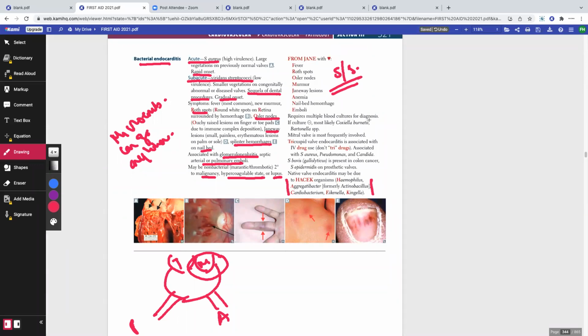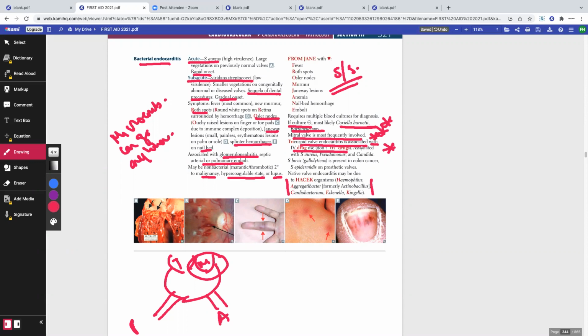It requires multiple blood cultures. If the blood cultures are negative, then we think about Coxiella burnetii and Bartonella. This is exceptionally high yield. Mitral valve is the most frequently involved. This is extremely high yield, this line, because they ask you this. Tricuspid valve is associated with IV drug abuse. This is very high yield.